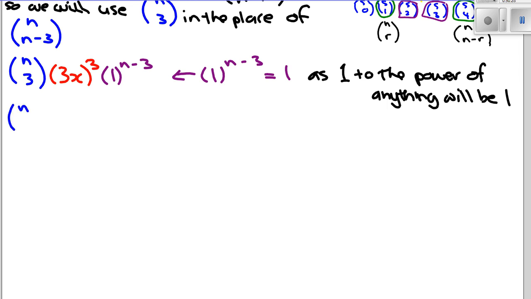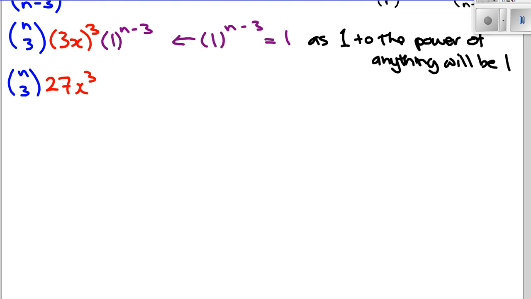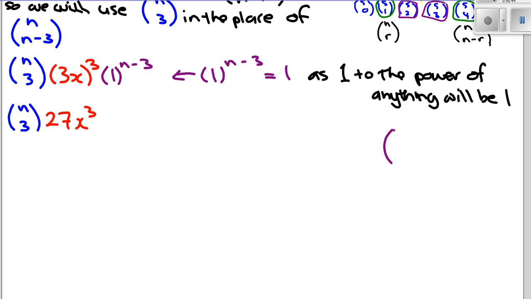You still don't know what that is. This being 3x cubed, what will the red thing become? 27x cubed. That's right. Now let's maybe set up our gorgeous formula. Gorgeous formula, remember? n over r equals n factorial over r factorial times n minus r factorial.